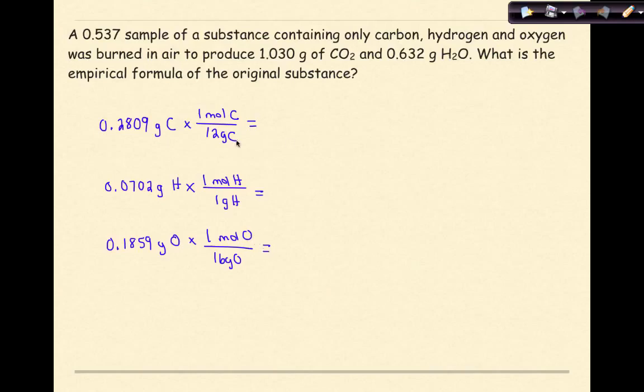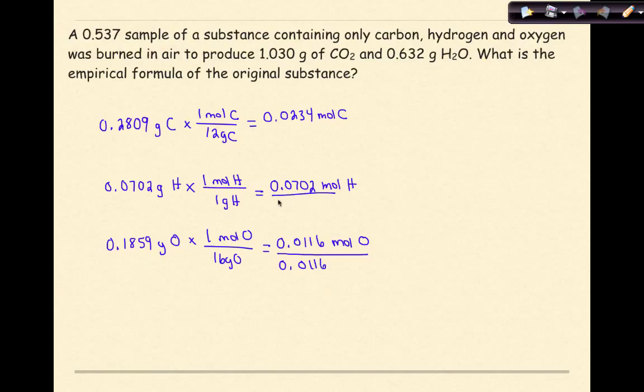So if I do this for moles of carbon, I'm going to have 0.0234 moles of carbon. For hydrogen, I'm basically repeating what I just had, so I'm going to have 0.0702 moles of hydrogen. And then finally, for oxygen, I'm going to have 0.0116 moles of oxygen. All right, so I've gone from mass to moles for each of these. The next step is to figure out which one is the smallest and divide everything else by that smallest number. So I look at these numbers and I say, hey, you're the smallest number right here.